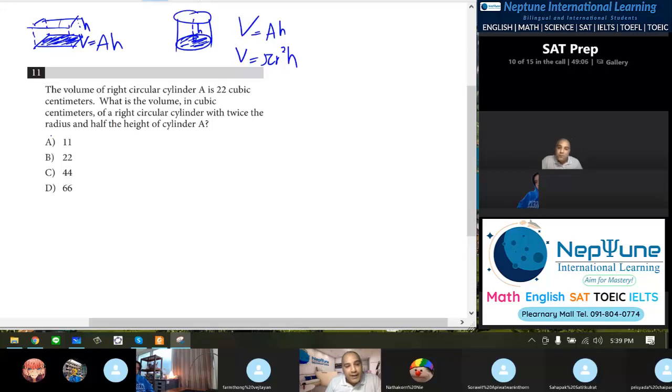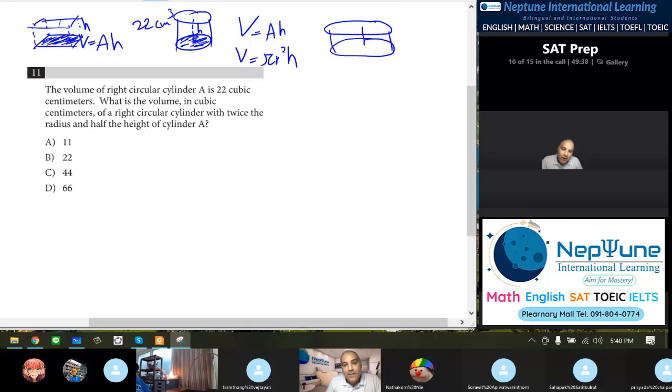Then the volume of a right cylinder is 22 cubic centimeters. What is the volume in cubic centimeters of a right circular cylinder with twice the radius and half the height? So we make the radius 2 times bigger, and then we reduce the height. What will happen to this volume?